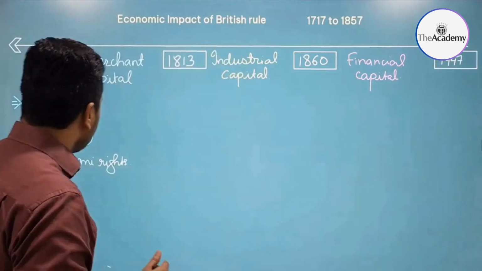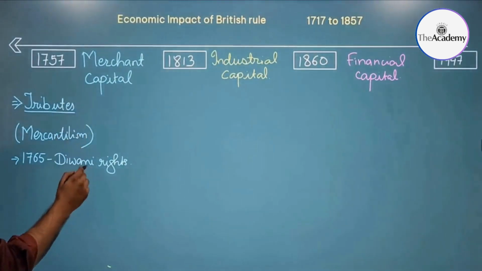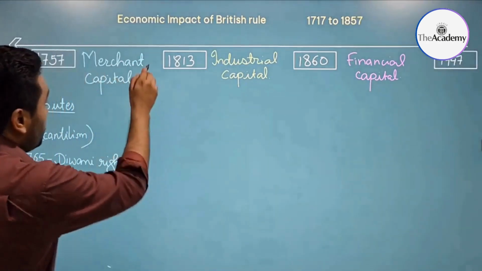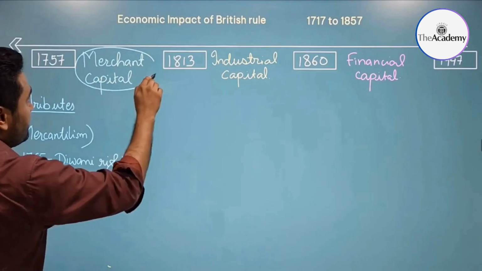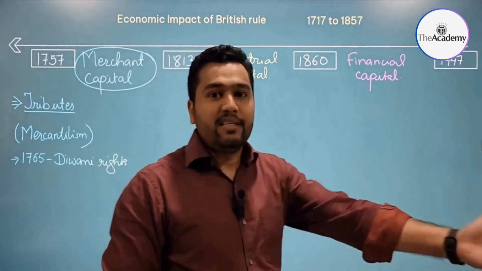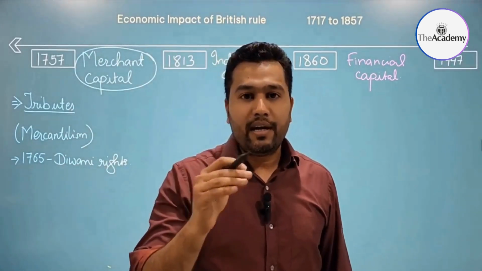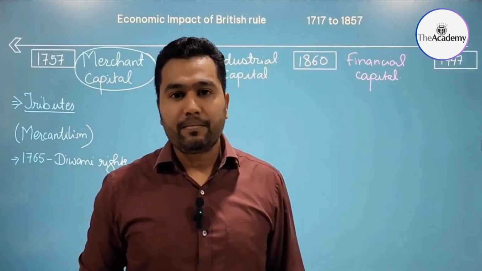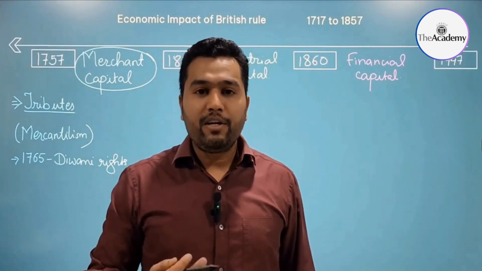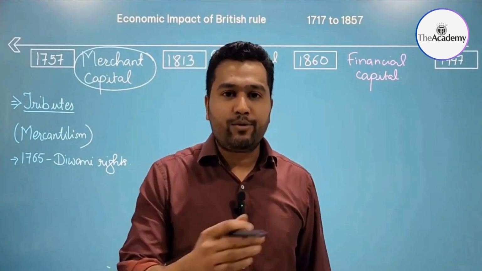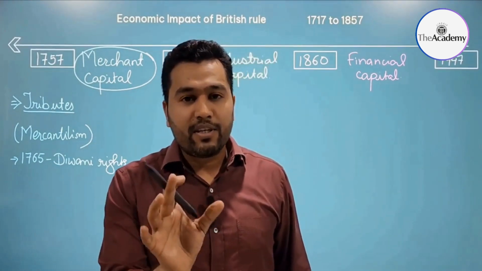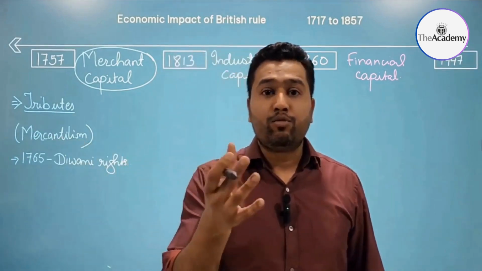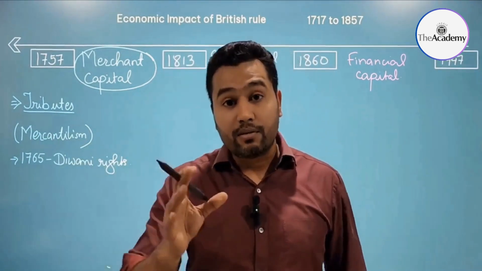So what happened was, tributes, Diwani rights, high revenue demand, in order to raise capital to purchase Indian goods, led to a drain of wealth. Various economists have tried to calculate the percentage of GDP of Bengal that was being drained to England. That has come out to be 2 to 2.5%, 3%. That's a large amount.